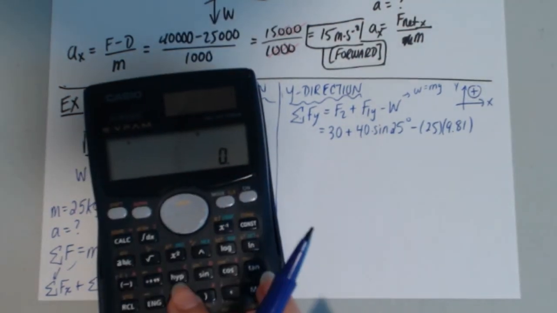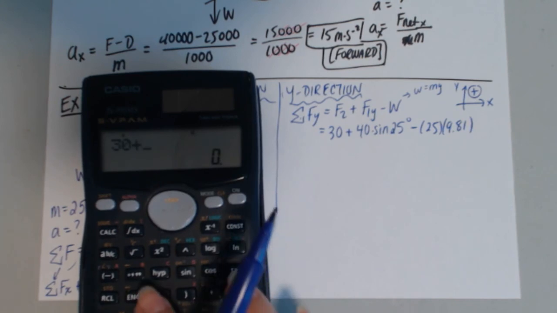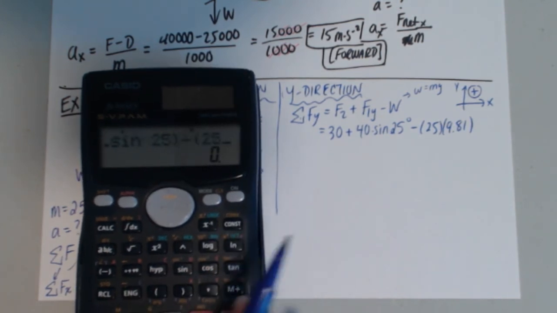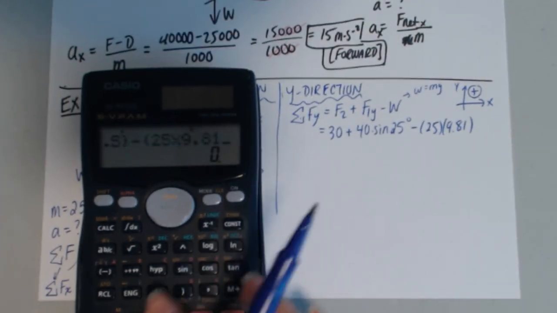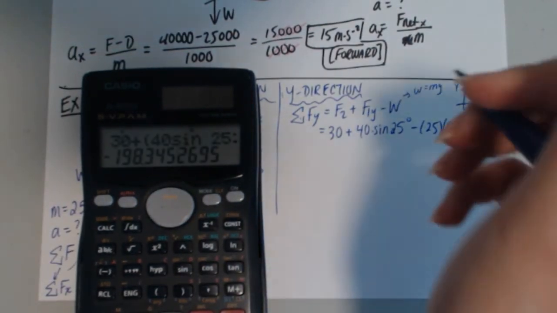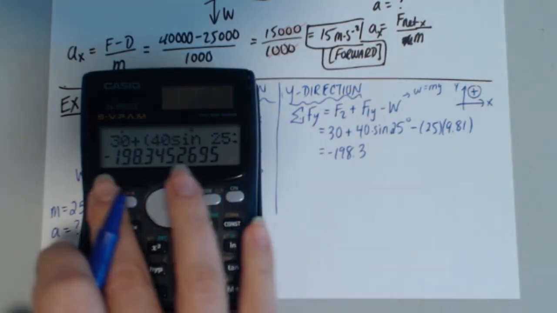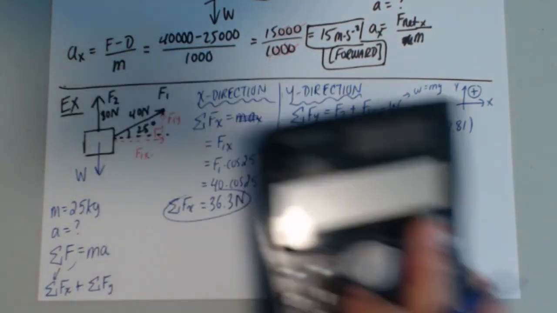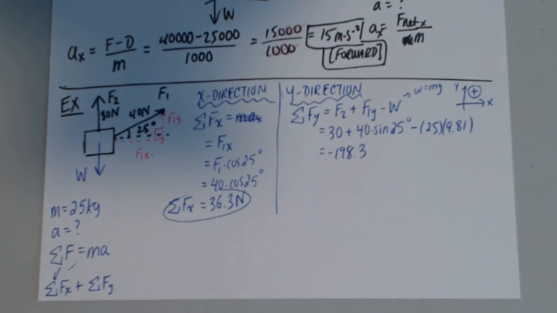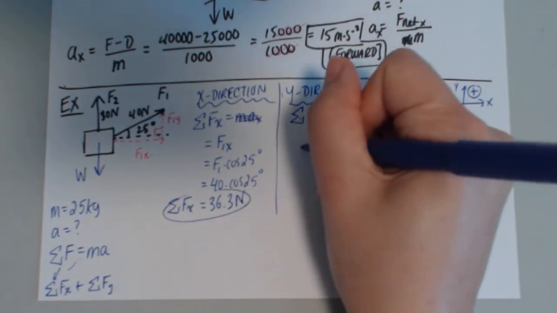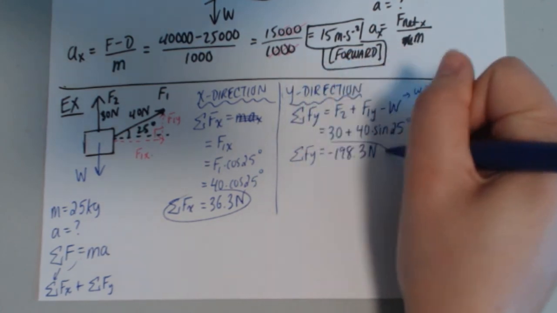All right, so here we go. I've got 30 plus 40 sine 25 minus 25 times 9.81. So I have minus 198.3. Okay, so the fact that I'm getting a negative force means that it's going down. The majority of the force is going down. Okay, so that's the sum of the forces in the y direction.